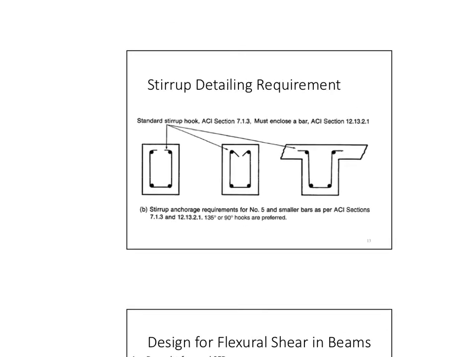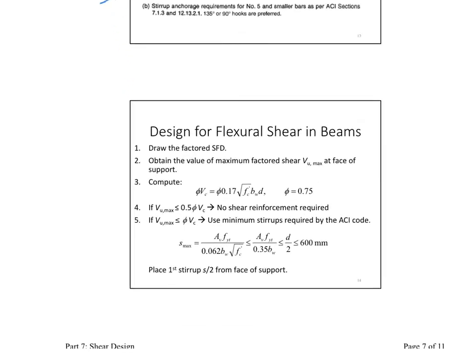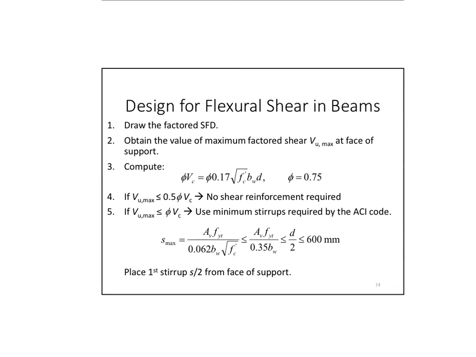Other ways for hooks, or standard hooked stirrups on beams, are those ways. Again, those are not permitted in high seismic areas, but normally are permitted for simple structures in regular zones that don't require much important detail.